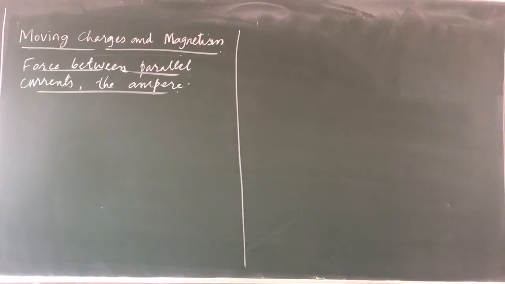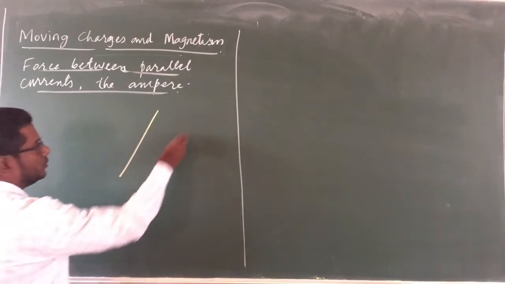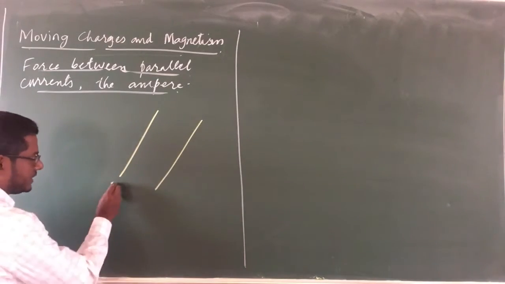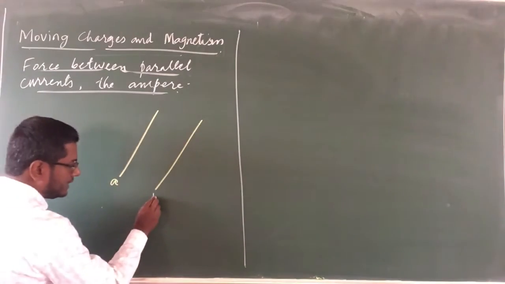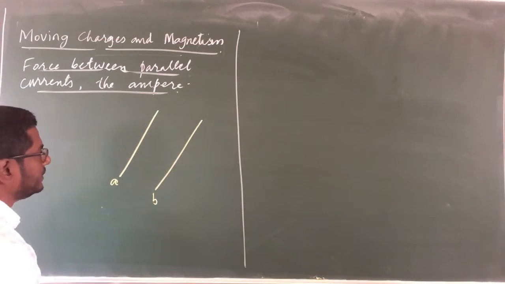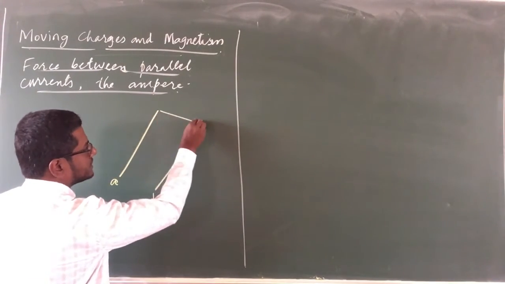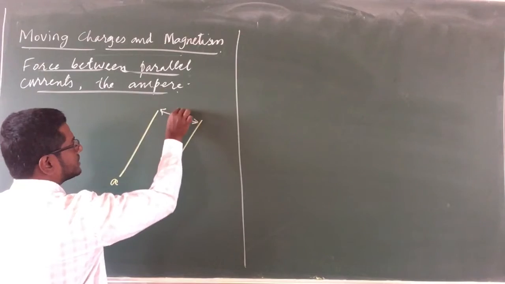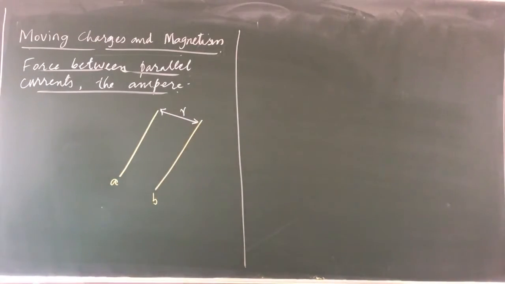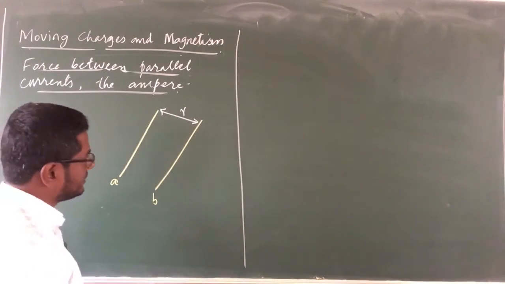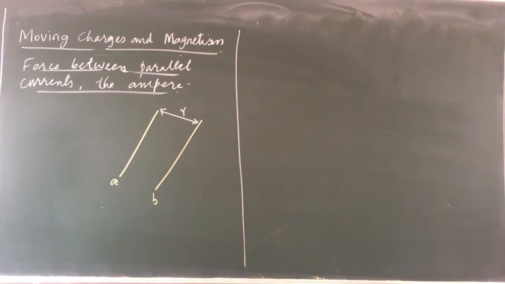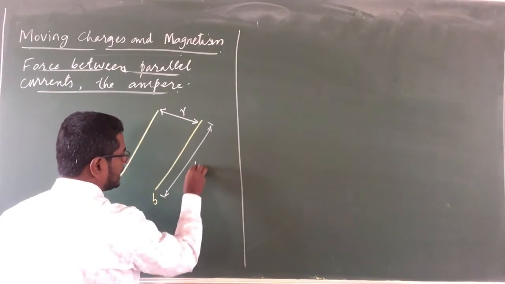Force between parallel currents. So what we have here is two conductors. Let's call this conductor A and this one conductor B, and in between there is a distance, which we take as R. Some books take it as D. It doesn't matter, we just want a letter to represent this, and the conductors have some length L.